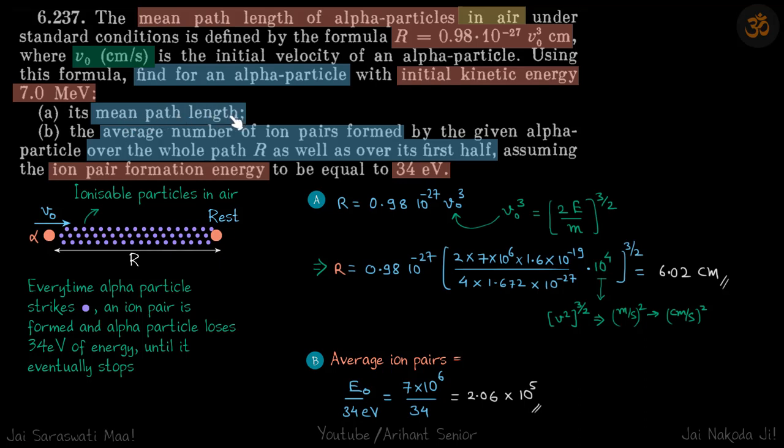Using this formula, find for an alpha particle with initial kinetic energy 7 mega electron volt its mean path length, the average number of ion pairs formed over the whole path, as well as over its first half, assuming ion pair formation energy is 34 electron volt.